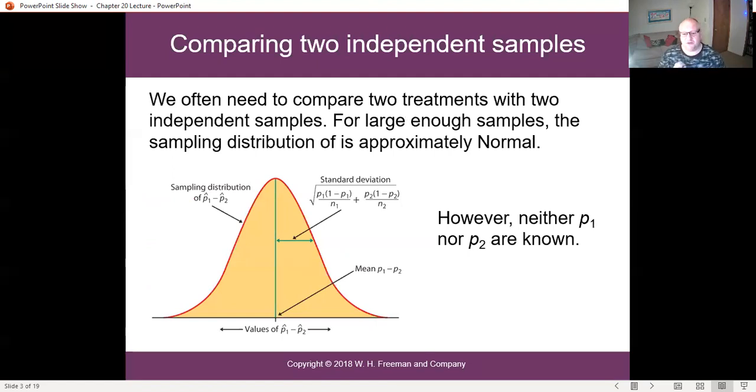So first, let's start by talking about two independent samples. Usually you need to compare two treatments with two independent samples. So for large enough samples, we assume it's normal. And as you can see here, for the first time, we have subscripts on our p's. Before, we didn't have that because we had one proportion only. Now you're doing two different samples, so you have two different proportions. And those two samples don't have to be equal either. They don't have to have the same number of participants in the samples.